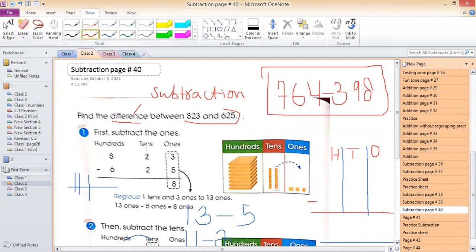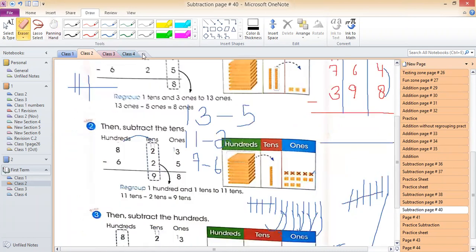So what will you do? In 764, there are 700, 6 tens, and 4 ones. And in 398, there are 300, 9 tens, and 8 ones. Now you will subtract the ones first. 4 minus 8. Let me erase it first.